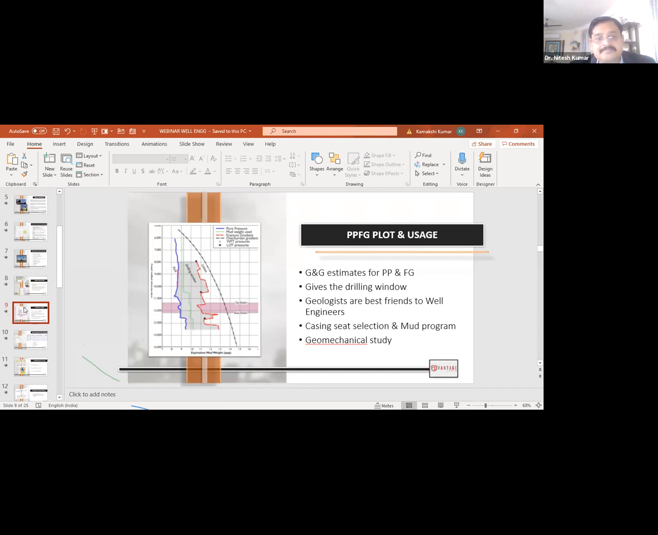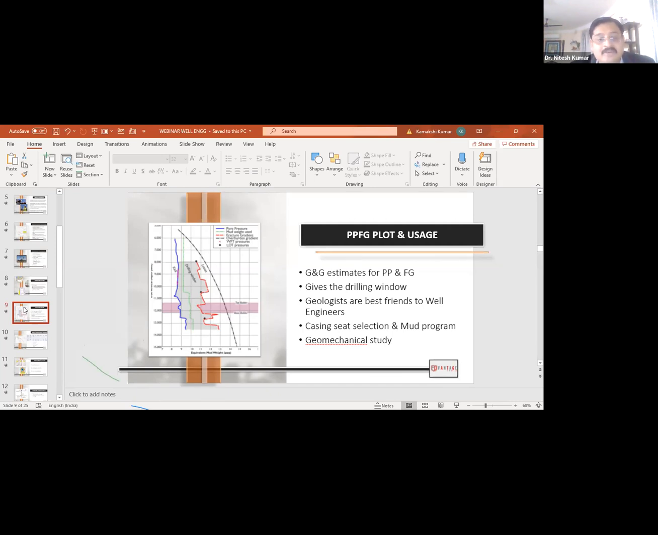And it is the geologist who provides you this pore pressure frac gradient plot. And this is where your well engineering 101 starts, guys. So make sure you are good friends with the geologist. This plot will also give you a drilling window. So what is your window? It's a window between your pore pressure curve, the kick, and the frac gradient curve. Between the two curves, that's where your drilling window is.